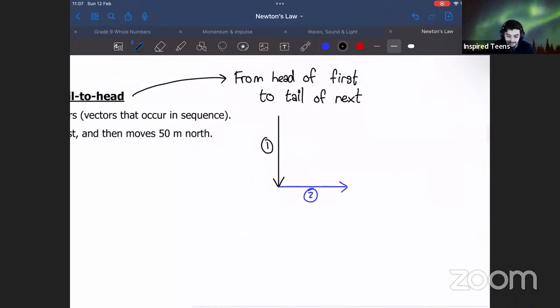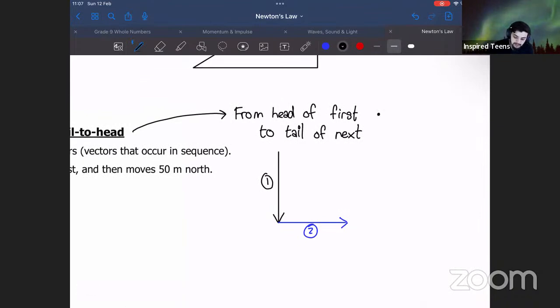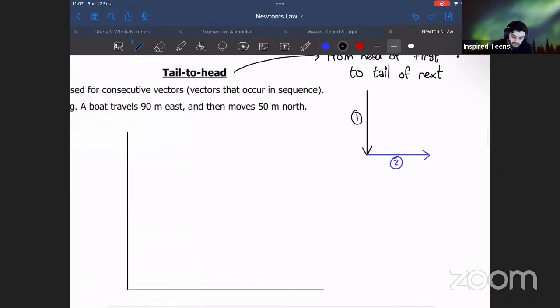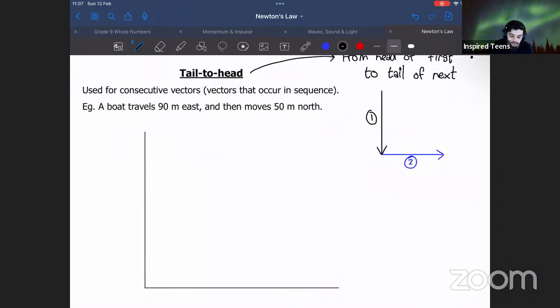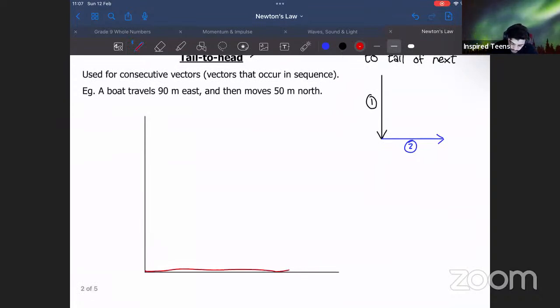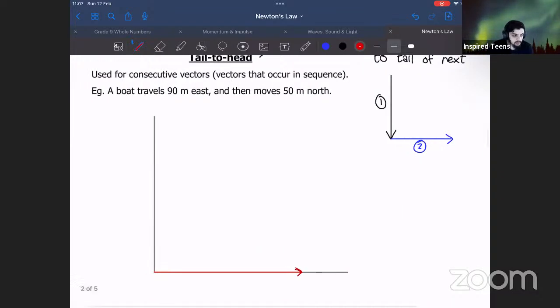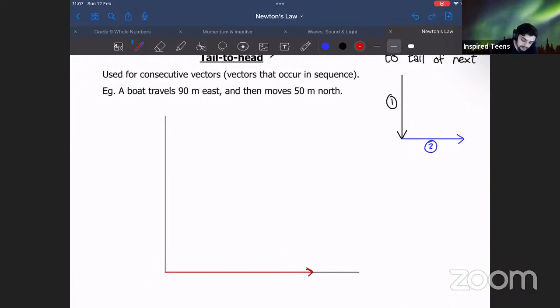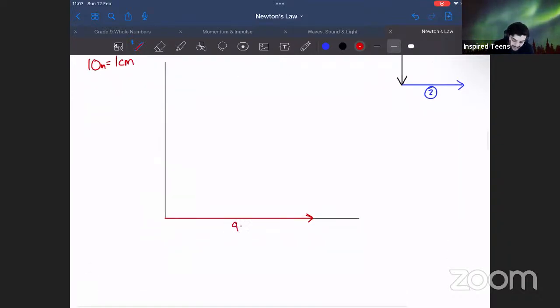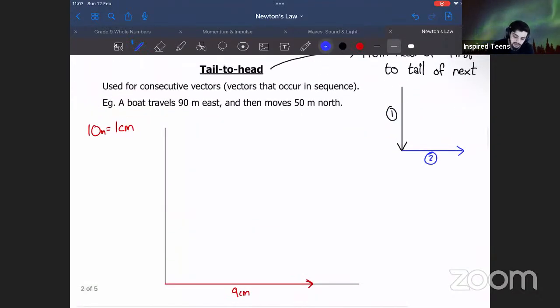We'll come back to the resultant in a bit. So if they say, in this case, a boat travels 90 meters east, east is to the right. You'd have to use a ruler if you want to be accurate with your drawings, and you'd have to create a scale. In this case, you could say that 1 centimeter represents 10 meters. So for every 1 centimeter, you draw 10 meters. Therefore, we would draw 9 centimeters. That's where the boat travels, and then it moves 50 meters north. So we move up 50 meters, and this would be 5 centimeters.